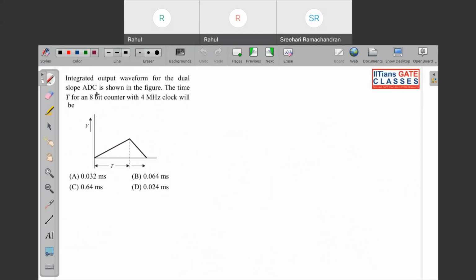Integrated output waveform of the dual slope ADC is shown in the figure. The time t for an 8-bit counter with 4 megahertz clock will be? Here they are basically asking for the charging time for an 8-bit counter. So charging time is equal to 2 to the power n Tc, so 2 to the power 8 into Tc.